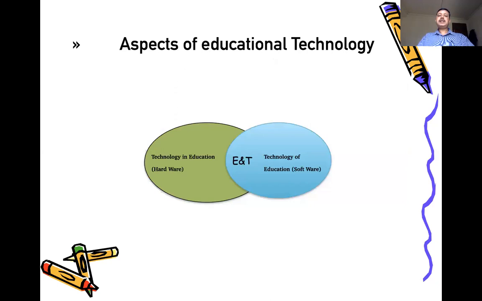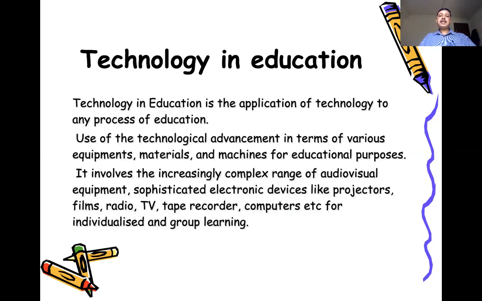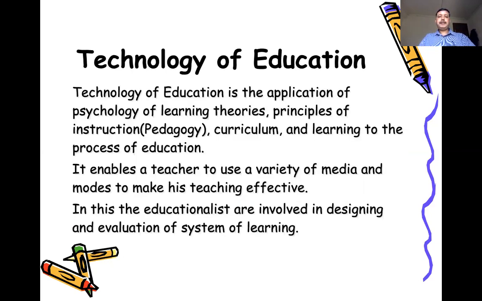The aspects of education technology are classified into two types: technology in education and technology of education. That is, we call them the hardware and software approach. The technology in education is the application of technology to any process of education. It uses technological advancement in terms of various equipment, materials, and mechanisms in the educational process. It involves an increasingly complex range of audiovisual equipment and sophisticated electronic devices like projectors, films, audio, TV, tape recorders, computers, etc. for individualized and group learning.